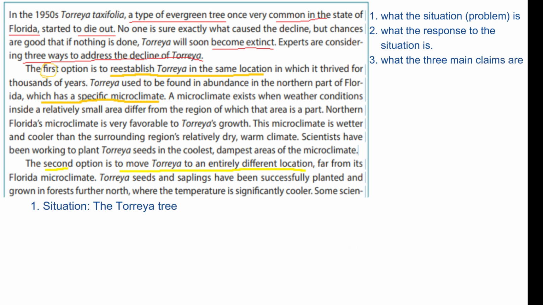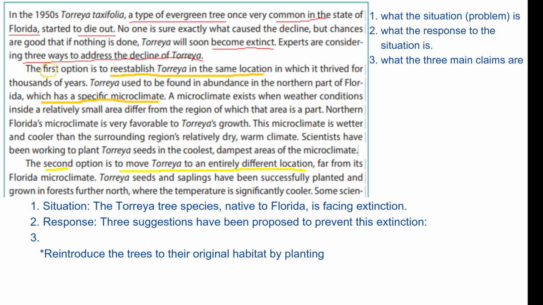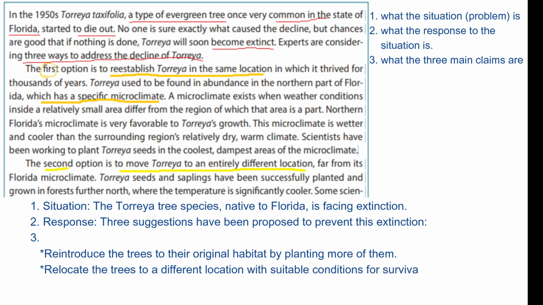Situation: the Torreya tree species, native to Florida, is facing extinction. Response: 3 suggestions have been proposed to prevent this extinction. 1. Reintroduce the trees to their original habitat by planting more of them. 2. Relocate the trees to a different location with suitable conditions for survival. 3. Preserve them in research centers.